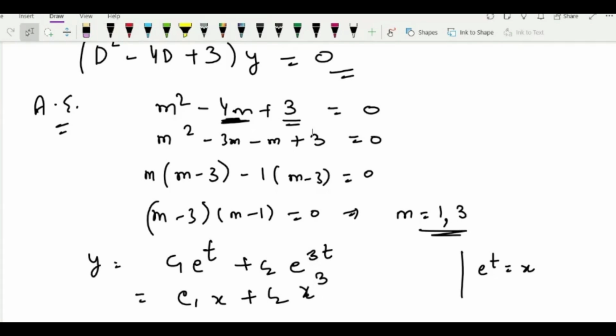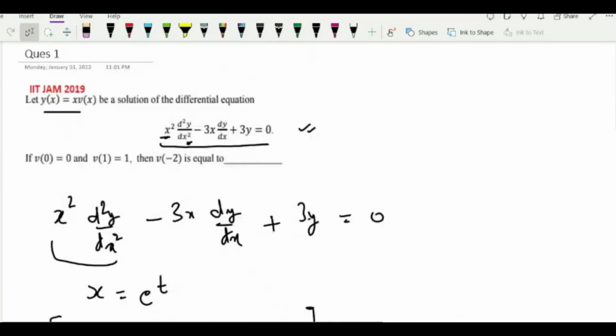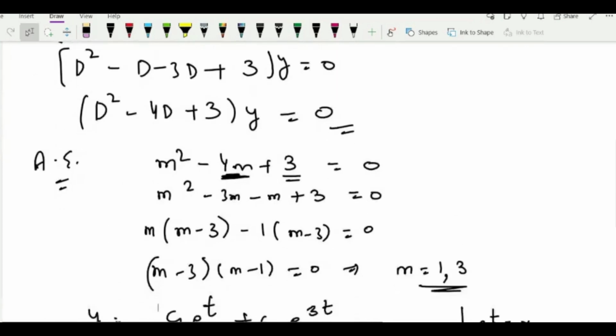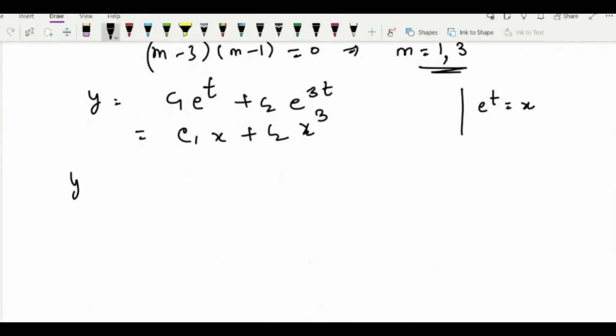So you can see from here in the question, we have been given y is equal to x into v(x) as its solution. So comparing our solution with this, as we have been given conditions on v, we have both conditions on v, and we are to find the value of v(-2) here. So comparing it with y(x) is equal to x into v(x), from here we can also take x common: C1 plus C2 x square.